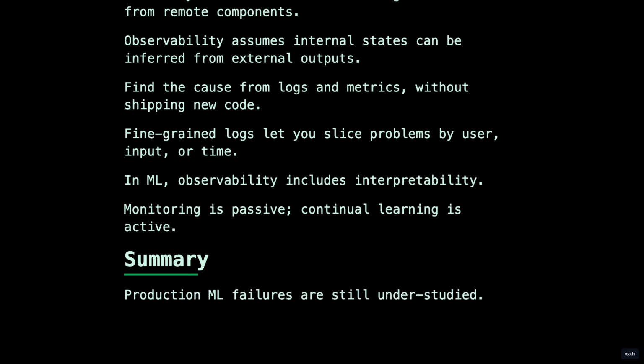That gap matters because the practical problems are real, but the research base is still thin. In this area, production has moved faster than the literature, so the field is still building its understanding from live systems rather than from mature theory.